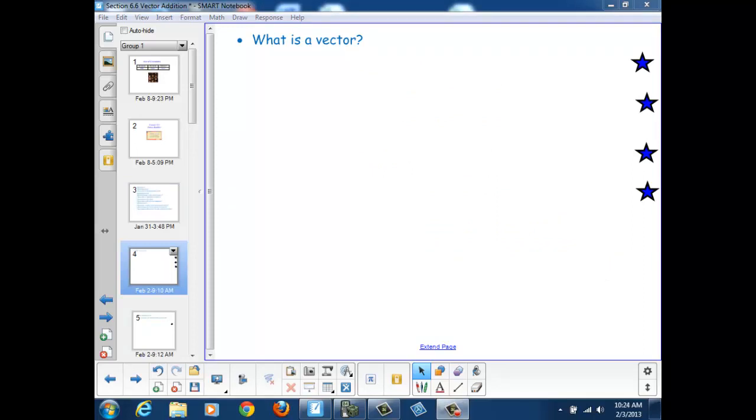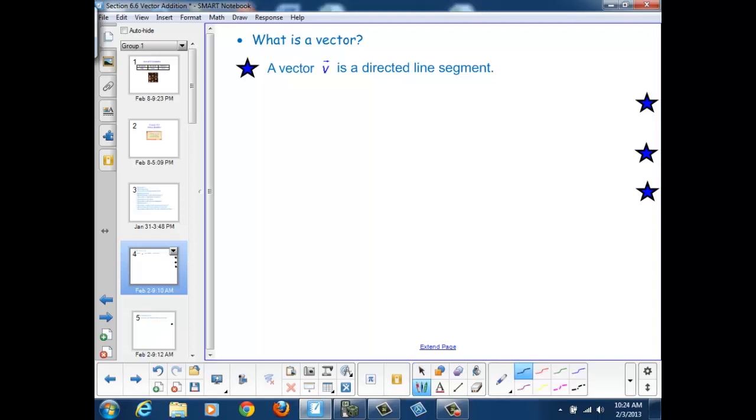All right, let's start with the basic question, what is a vector? Well, the definition here is a vector V. See how we have a little arrow above the variable there to denote that we're talking about a vector? It is a directed line segment. So what that means is that our vector has both a length and an angle associated with it. So, directed and a segment.